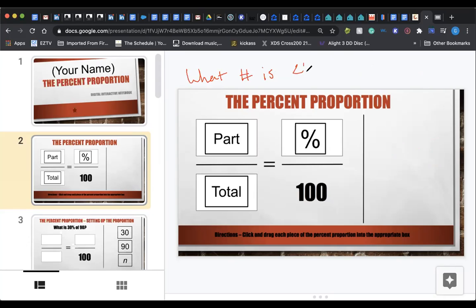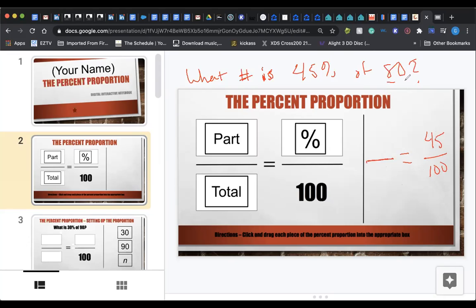is 45% of 80? Right? So how do I set up this proportion? What number is 45% of 80? 45 is the percent. Good. And I put it over 100. Good. Of 80, so that's 80 is the part.